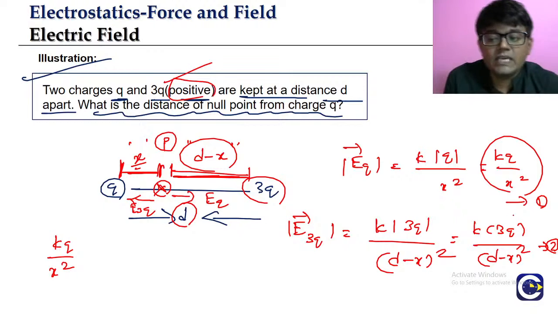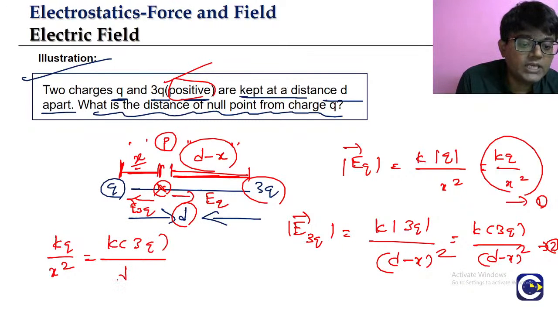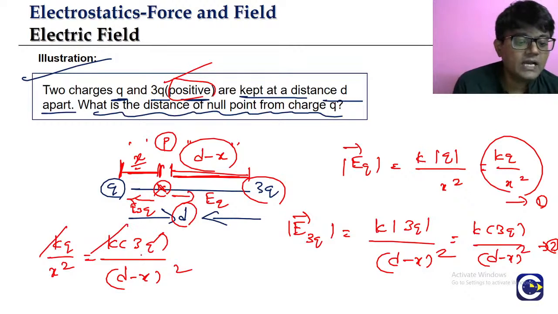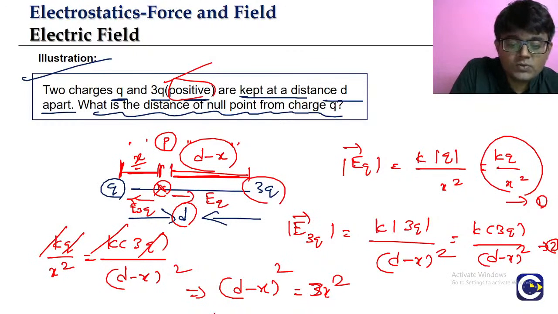For the magnitudes to be equal, what relation do we have to express? The first expression, kq by x square, should be equal to the second expression, k into 3q by d minus x the whole square. Now cancel k, and q cancels too. On cross multiplication, what will we get? D minus x the whole square is equal to 3x square.